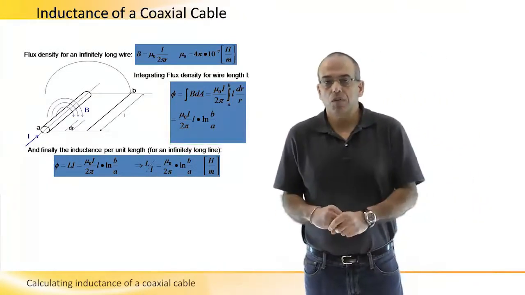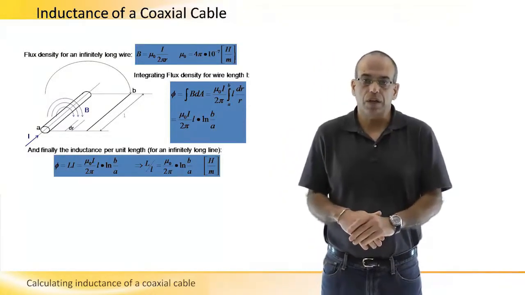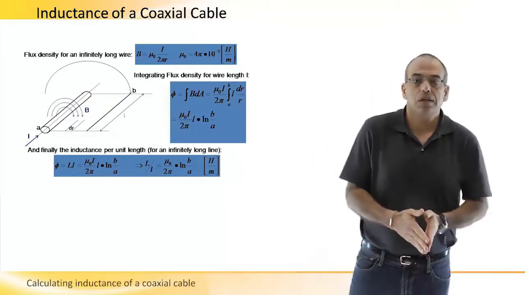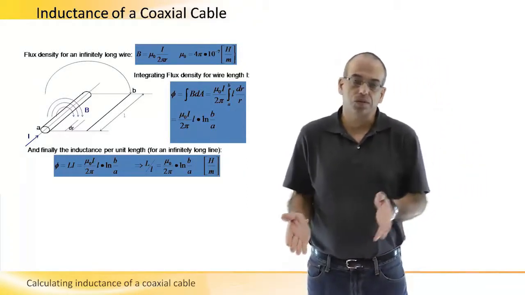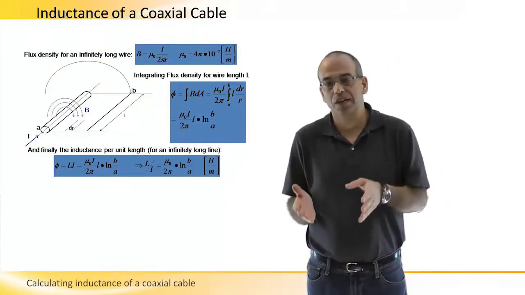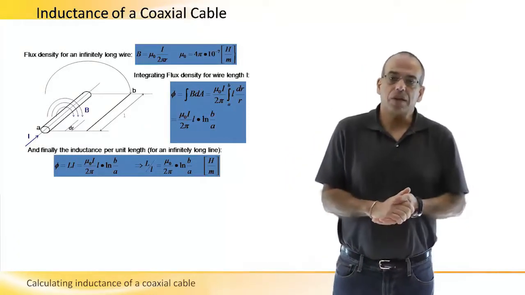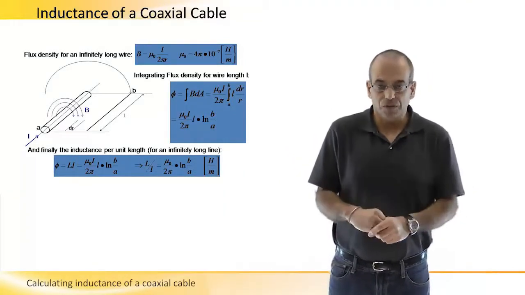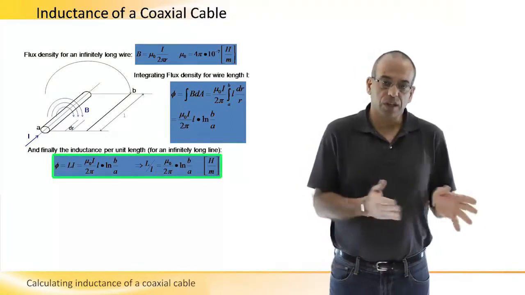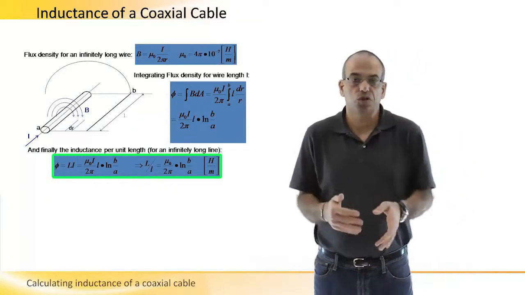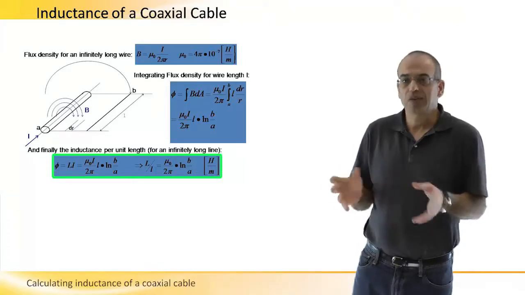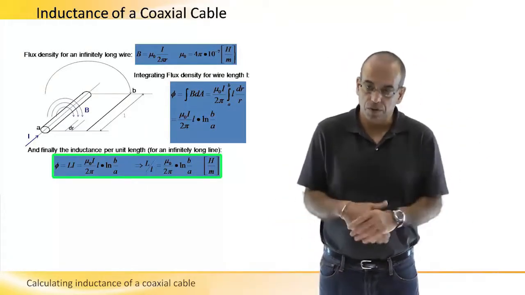Now that we have this connection between phi and I, as we have established before, we are ready to calculate the inductance, or the normalized inductance per unit length. What we find at the bottom of this slide is that the inductance per unit length will be mu0 over 2 pi multiplied by the natural logarithm of B over A, and the result will be in henries per meter.